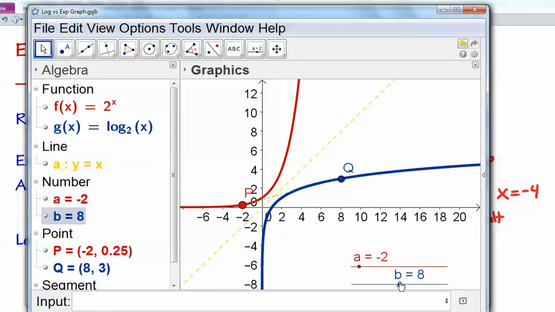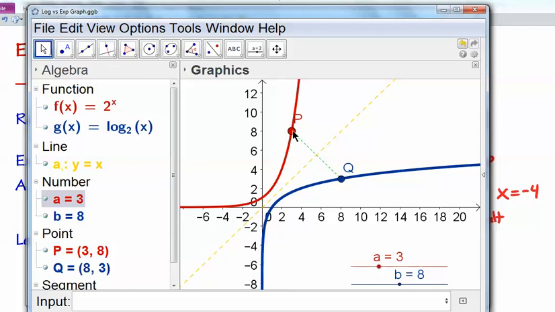And look at where it is right now. B is equal to 8. So think what we're doing here. We're putting 8 in for the x coordinate. So what exponent on 2 turns it into 8? So do you see why our y coordinate is at 3? So let's leave b at 8, and then let's move a back to 3, and let's compare these two.